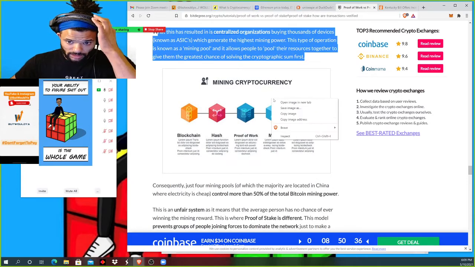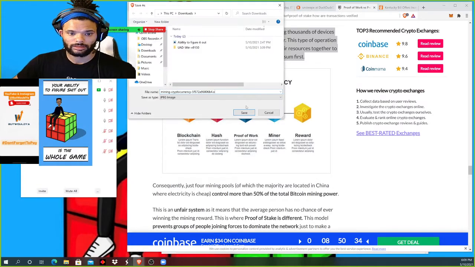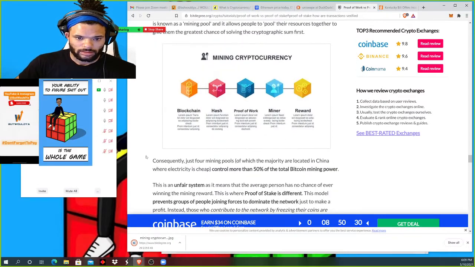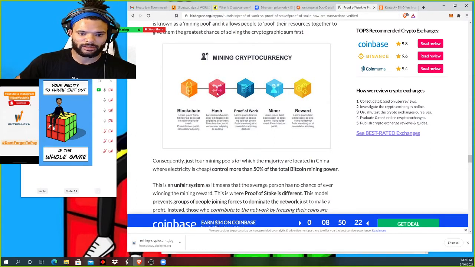Oh, this is a really good image right here. In this image, it shows it goes from the blockchain. It has to go through your hash. A hash rate is how fast you can do all the math problems. It goes through the proof of work, through to the miner, and then they get their reward. So that's the full layer of how it goes.